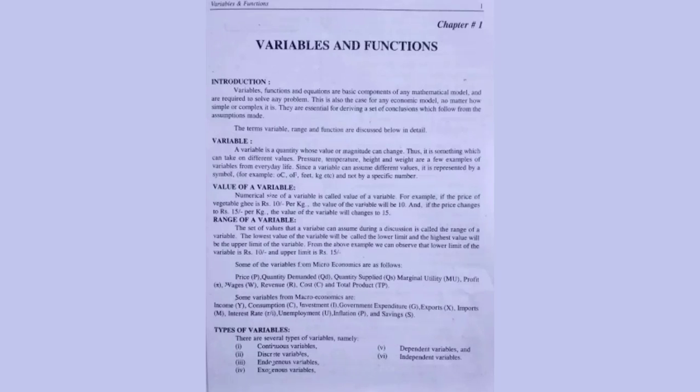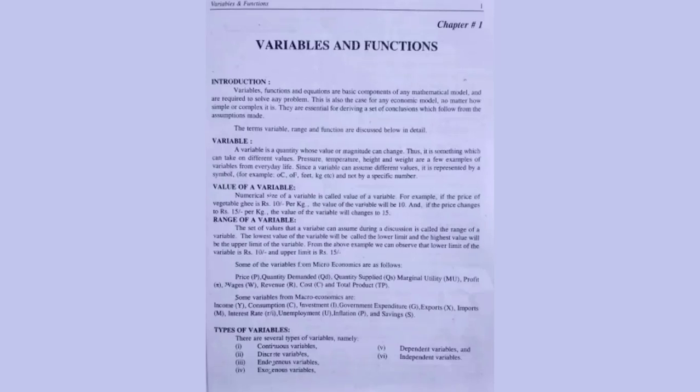For example, if the price of vegetable ghee is rupees 10 per kilogram, the value of variable will be 10. And if the price changes to rupees 15 per kilogram, the value of variable changes to 15. It is clear here that the value is going on change from 10 to 15 rupees per kilogram. तो चेंजिंग जो बिहेवियर है ये इसको आप वेरिएबल कहते हैं.